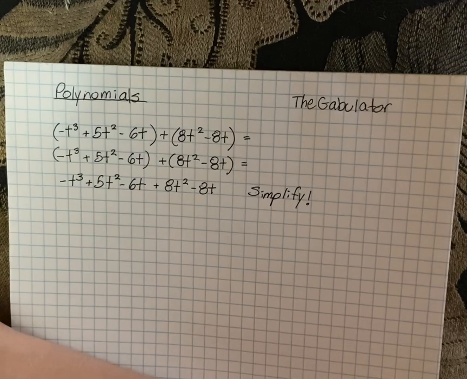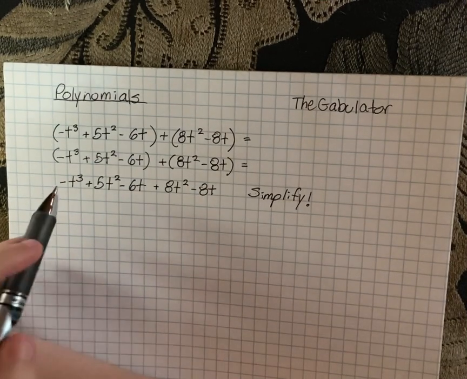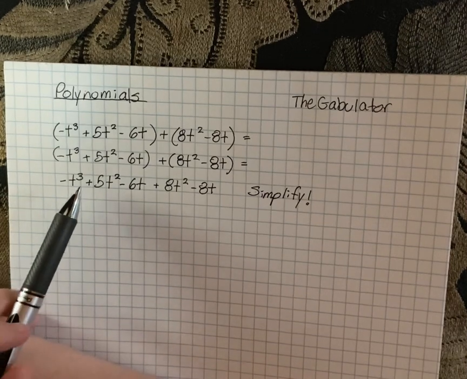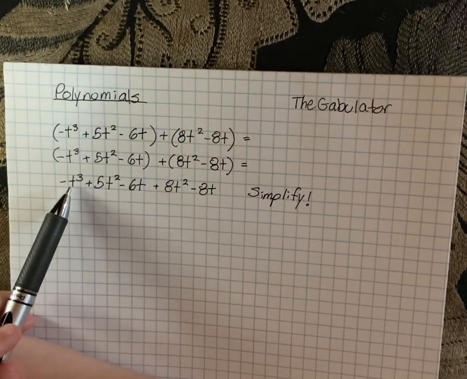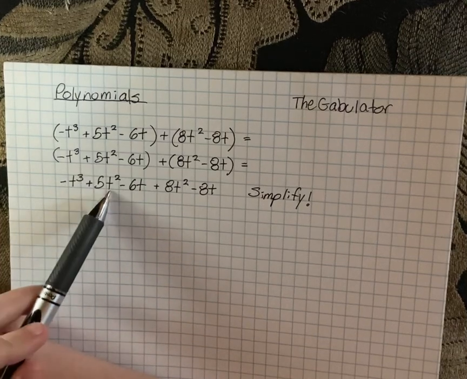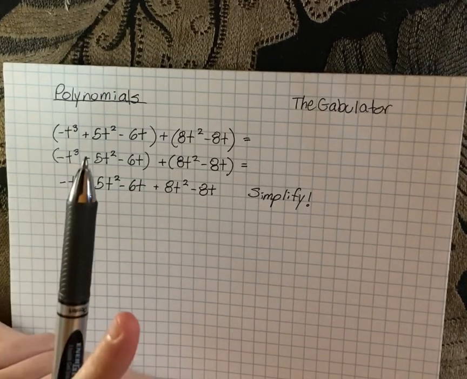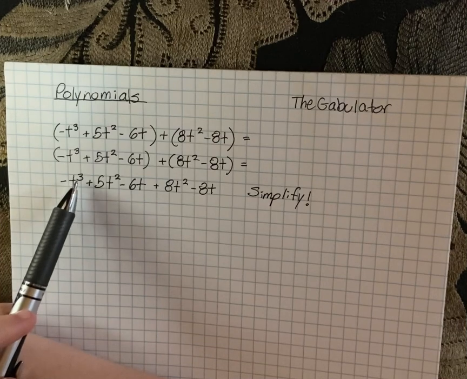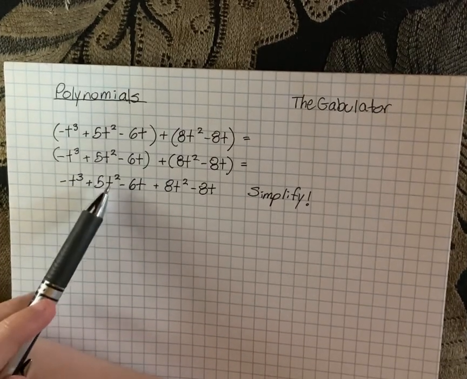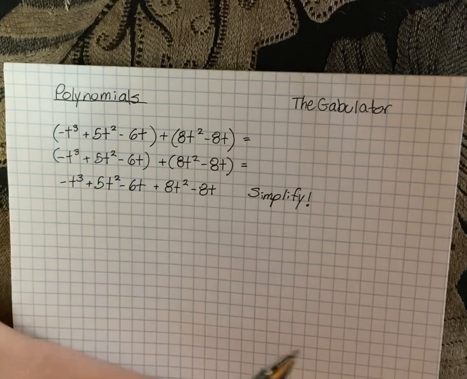All right, now here's a rule with exponents. You cannot add or subtract anything that does not either have the same letter or the same exponent. Now these all have the letter t, so we're good there. But if you look here, this first one is negative t cubed. Now, do we have any other cubes in this equation?